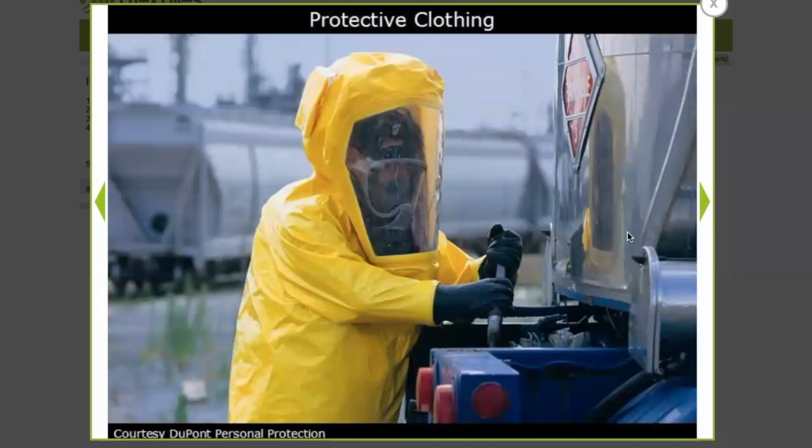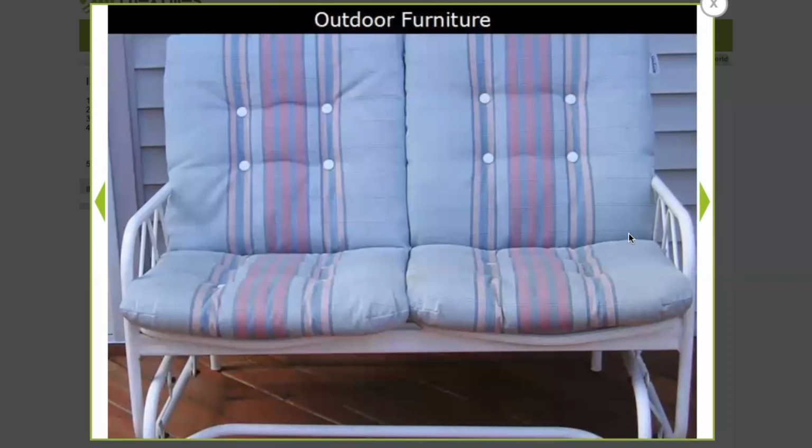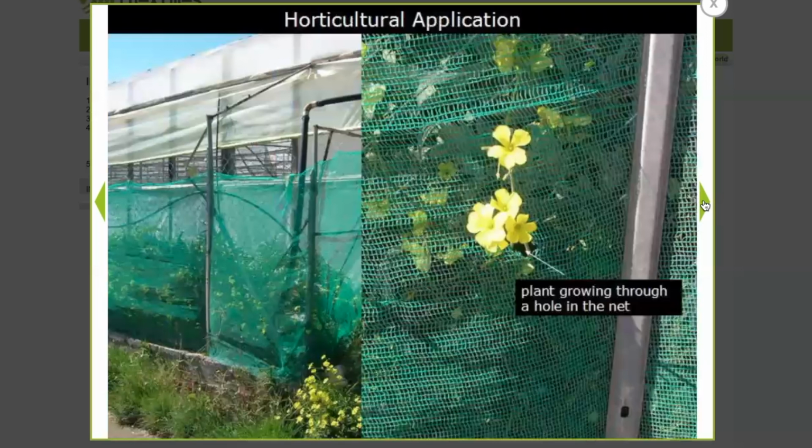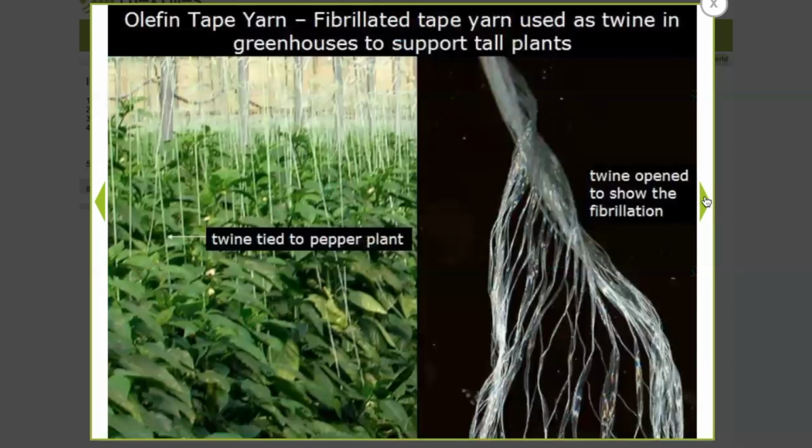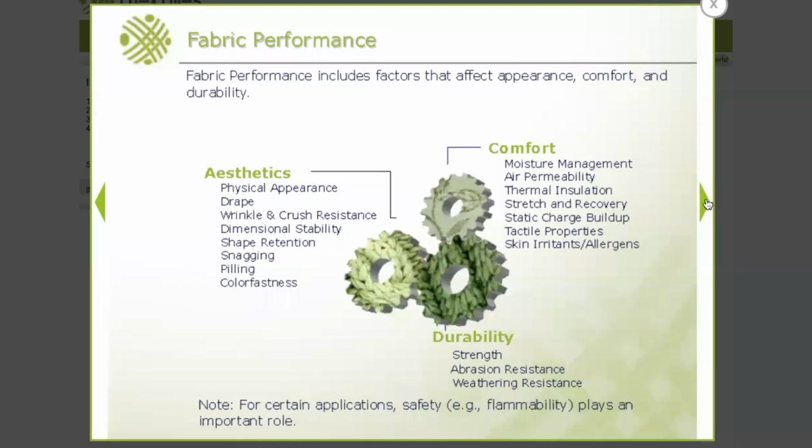This is an example of protective clothing. This is for chemical protection so that the chemicals don't spill into the skin of the person. This is outdoor furniture. Again, with this type of furniture, you have to make sure that they don't get damaged by the rain or humidity or fade in sunlight, for example. These are some textile materials used in horticultural applications. These are twine that are used in pepper plants and so on.